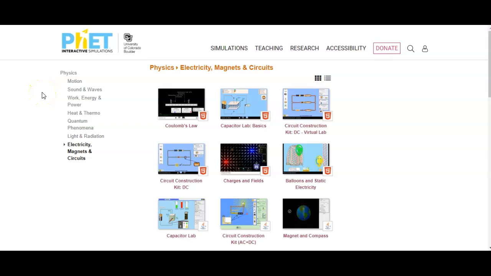Alright, this lesson is going to be all about series circuits. Just going to be conceptual right now. I'll teach you about the math later. But back in PhET, we're going to go to the circuit construction kit right here.